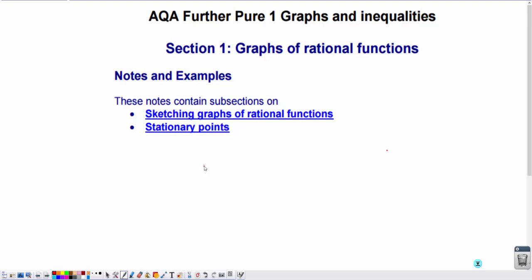Alright, so in this video we're going to look at graphs of rational functions. We'll see how to draw some graphs, and then we'll look at how to find the stationary point of a graph without doing any calculus. Now I'm going to go through 3 examples. These 3 examples are on Integral. There's a PowerPoint that goes through them as well.